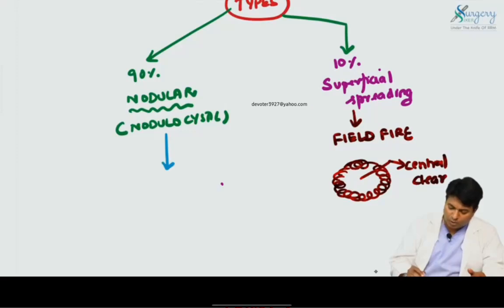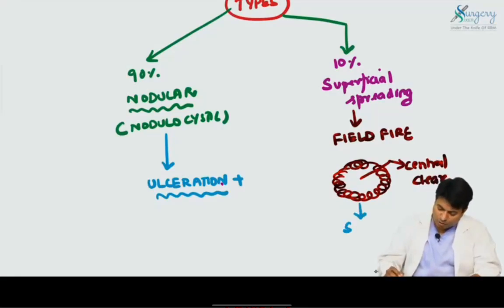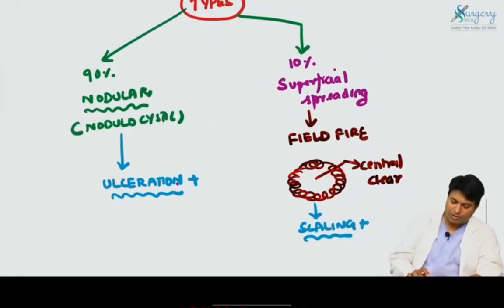And the nodular type usually goes for ulceration. Initially it will be nodular, very common in sun exposed areas, and then it will go for ulceration. The superficial spreading type will have a scaling appearance. Please don't forget, they will have more of a scaling appearance.